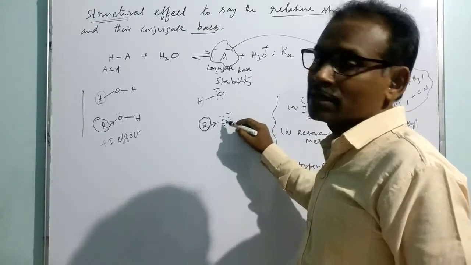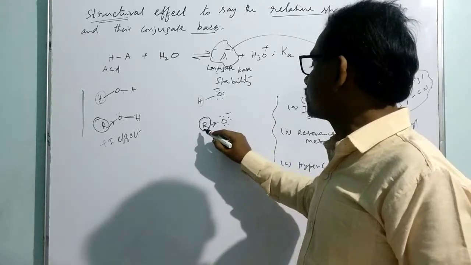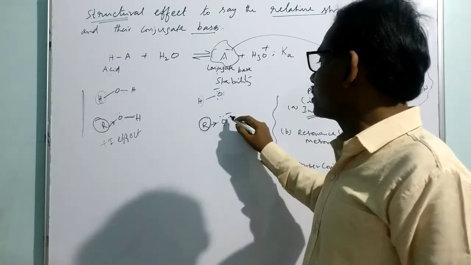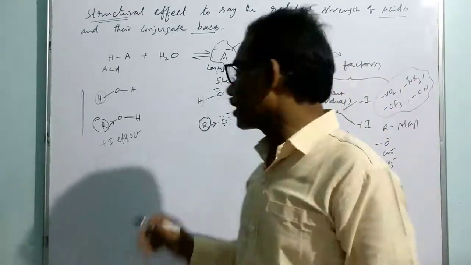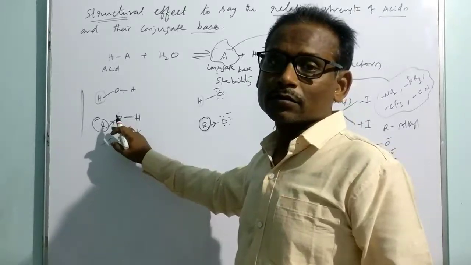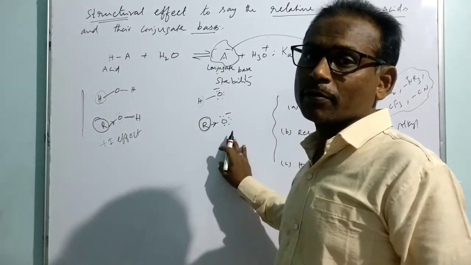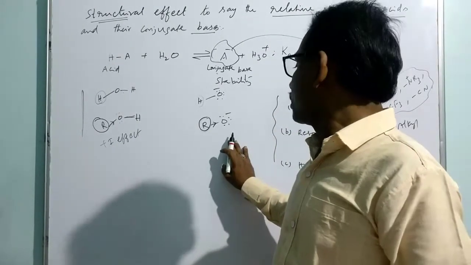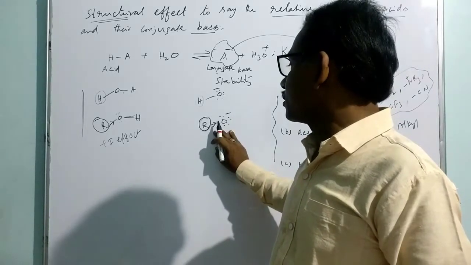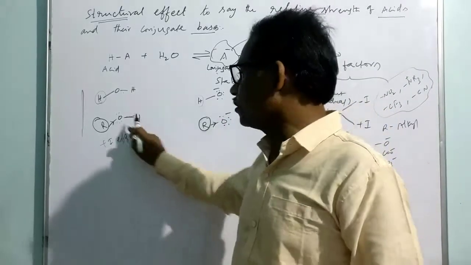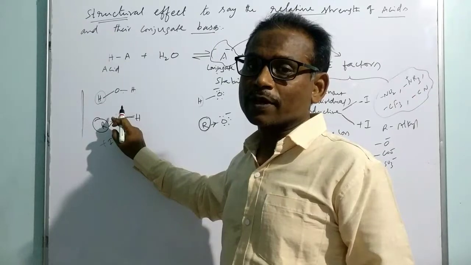Here electron density increases. Because it is pumping, the electron density increases. That means it is more inclined to gain the proton and get back to alcohol. That means the basic strength will increase. So this is a stronger base, and it is ready to get back to its respective acid.